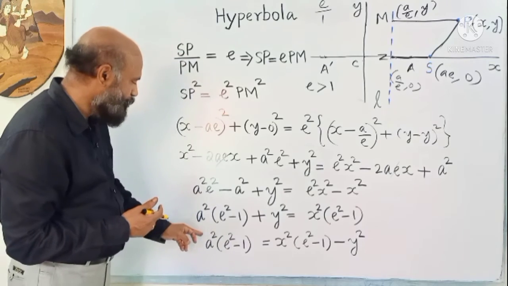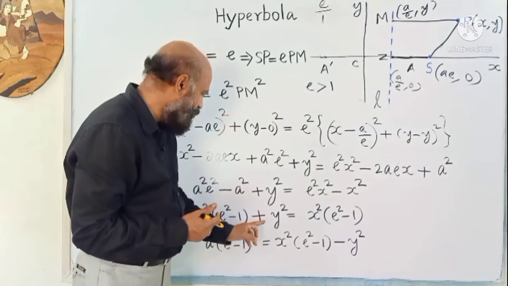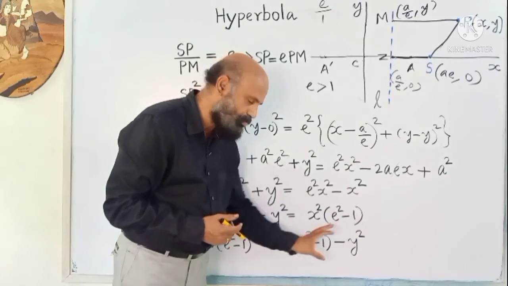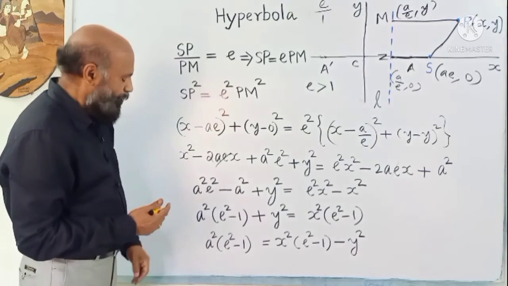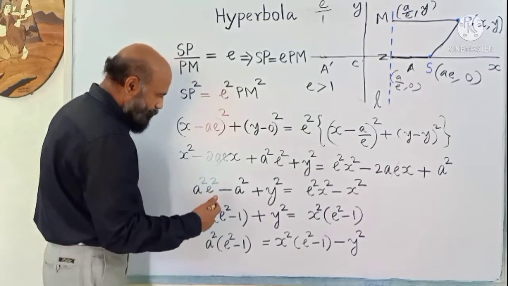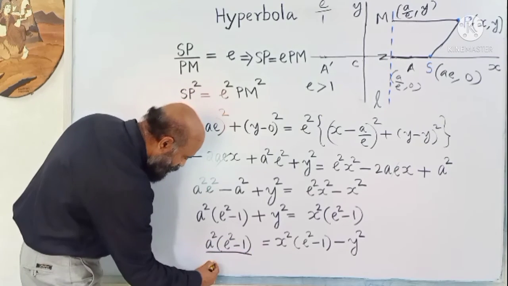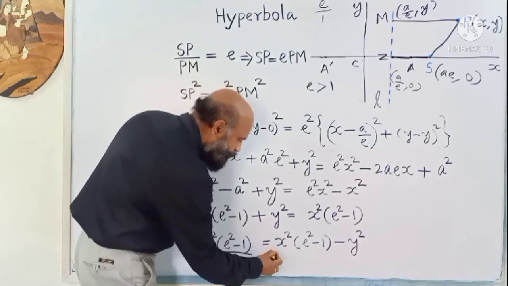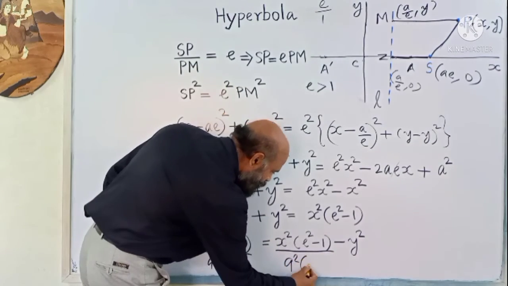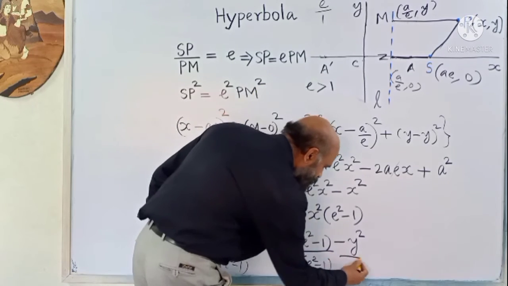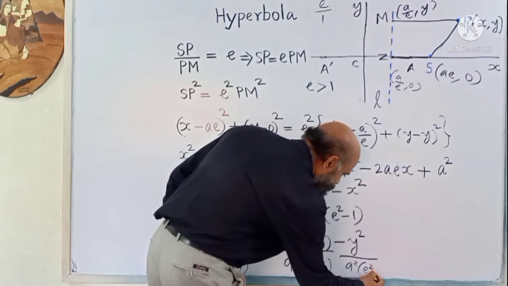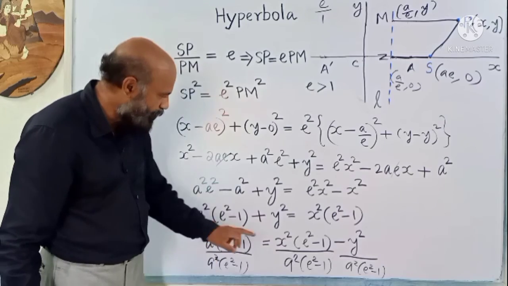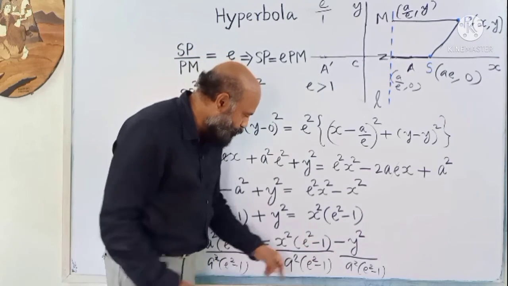Now take this y square to the other side, so x square and y square are on the same side and the constant is on this side. Then divide every term by A square E square minus 1. Here the numerator and denominator are the same, so this will be 1. E square minus 1 and E square minus 1 will get cancelled.